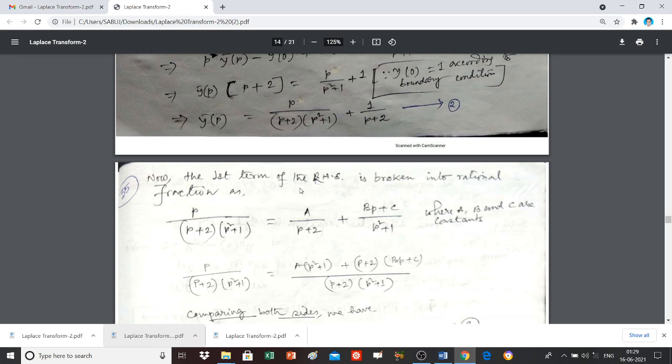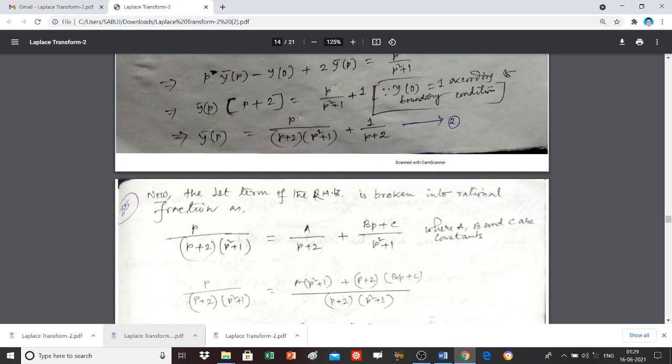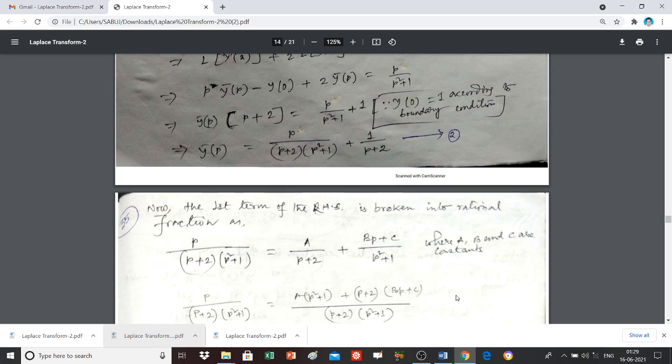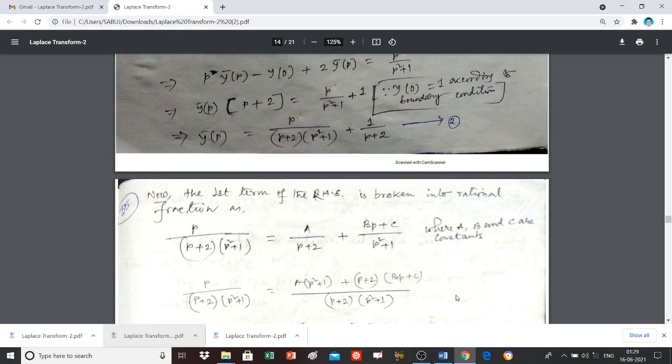Now the first term of the right hand side is broken into rational fractions. This term can be written as p by (p plus 2)(p square plus 1), that is equal to a by p plus 2 plus (bp plus c) by p square plus 1, where a, b and c are constants, whose values are to be found out.